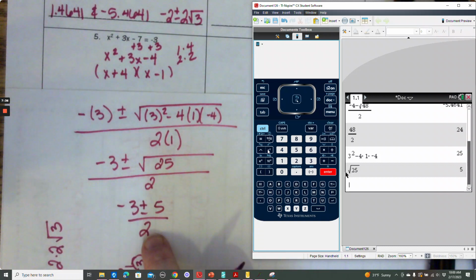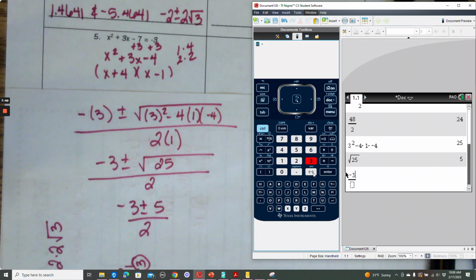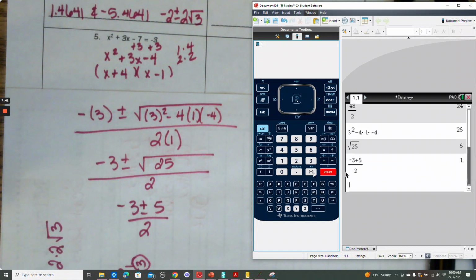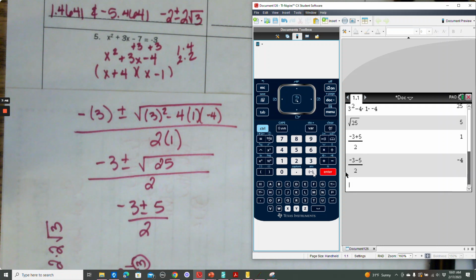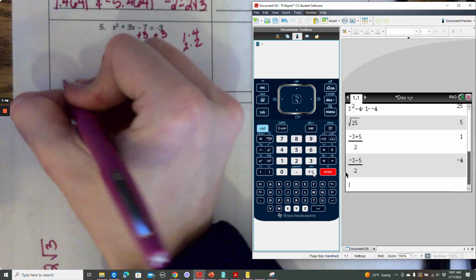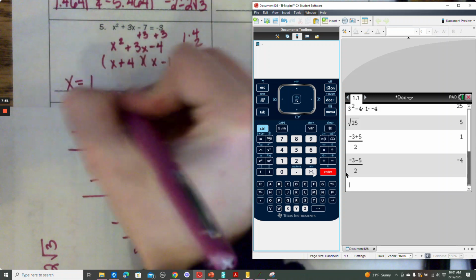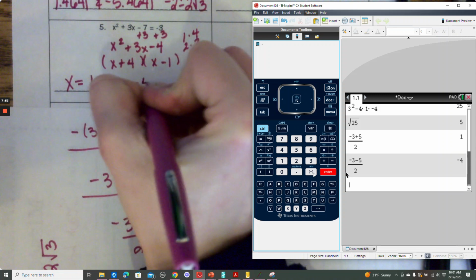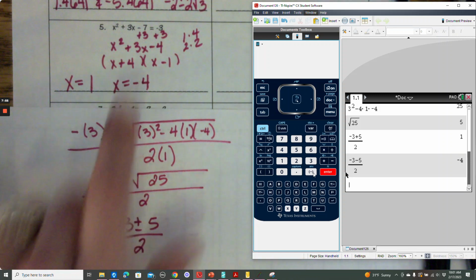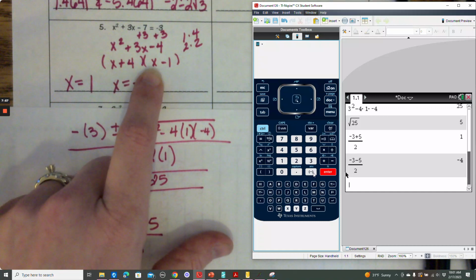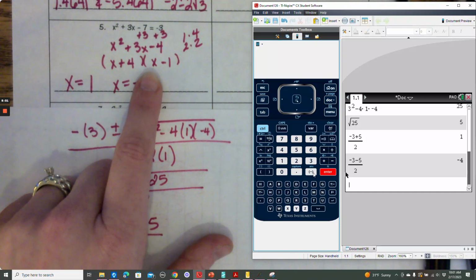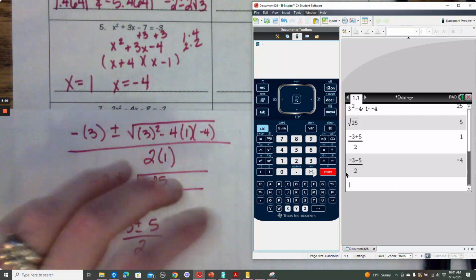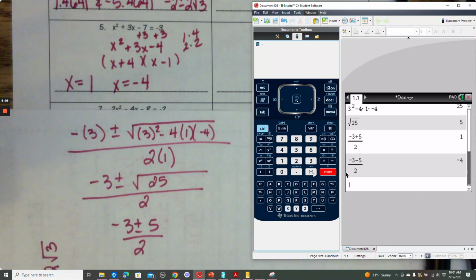And then once I get it to here, it's just checking that fraction. So put the fraction in, negative 3 plus 5 over 2. And then I check it again with a subtraction. And so my answers here: x equals 1 and x equals negative 4. And if I'd factored, those are the 2 answers. Okay. So there may be multiple ways that you can solve. Quadratic formula will solve them all.